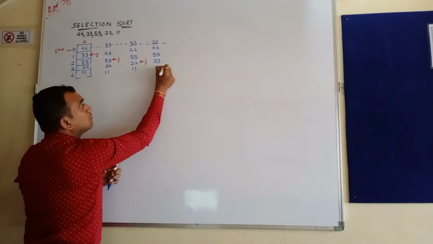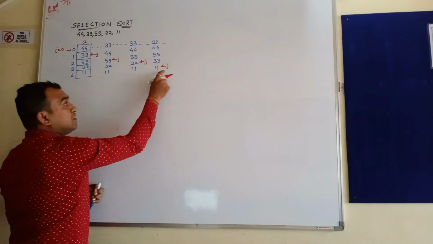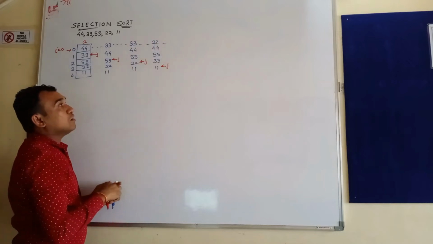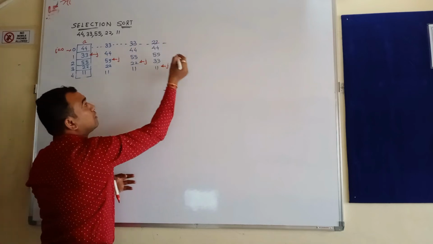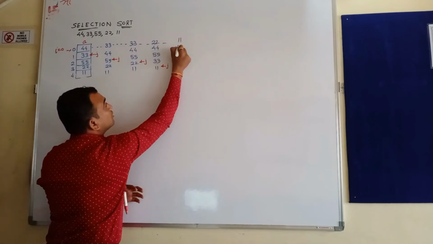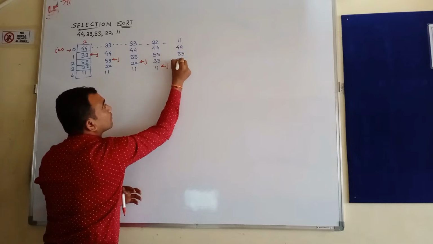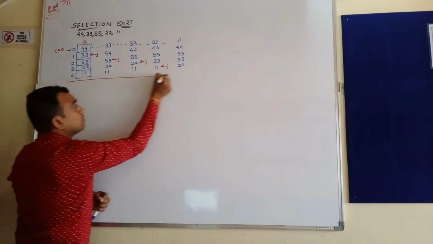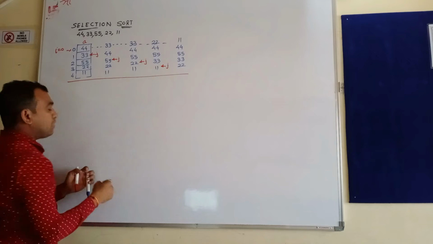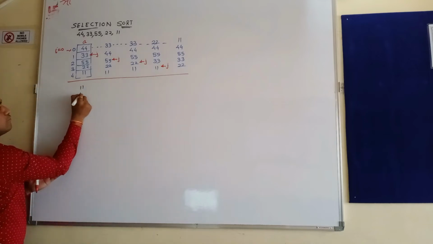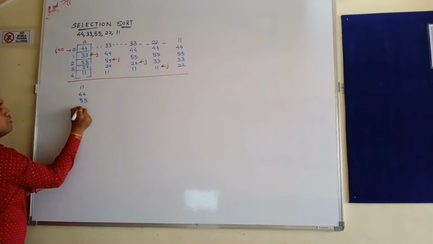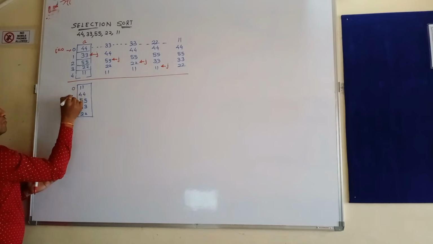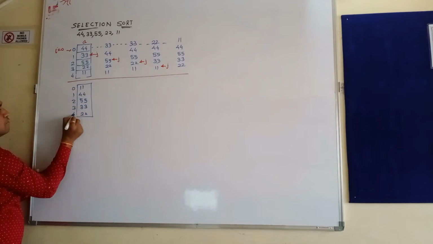Now again the inner loop j variable is increased and it reached the last index of the array. Again we compare a of i with a of j, and a of j is smaller than a of i, so we are going to interchange. Now my one iteration is over. I am marking here that one iteration is over. What do we have in the array here? 11, 44, 55, 33, 22. Write down the array again: 0 index, 1 index, 2 index, 3 index, 4 index.